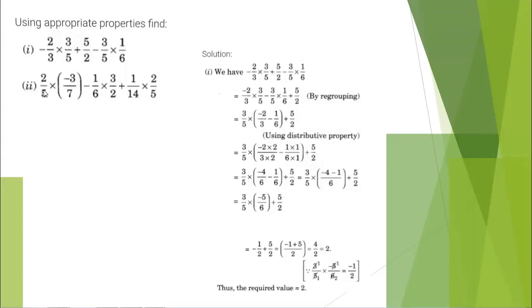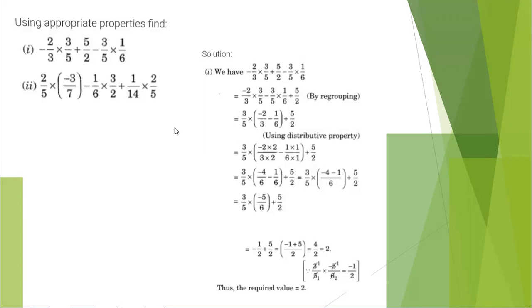Question number 2 says 2 by 5 multiplied by minus 3 by 7 minus 1 by 6 multiplied by 3 by 2 plus 1 by 14 multiplied by 2 by 5. In this question also we will be using the regrouping or the commutative property, and also we will use the distributive property. It's quite similar to the first question.